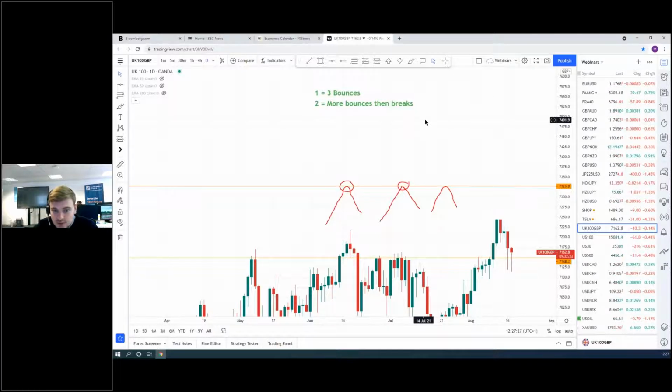Because if it's been rejected off 3 times, but it's been chopped up 10 times, then the likelihood of that level breaking is quite high. So if we're looking to trade a bounce off a level like that, the likelihood of it breaking is quite high. Also, if we're looking to trade a break of that level, you might think, right, this level's been broken loads of times, so the likelihood of it breaking again is pretty high.